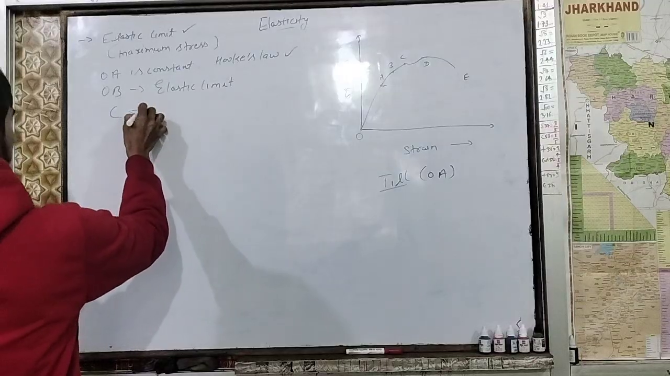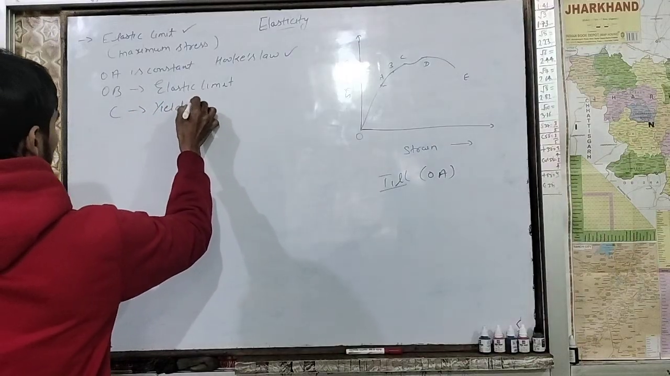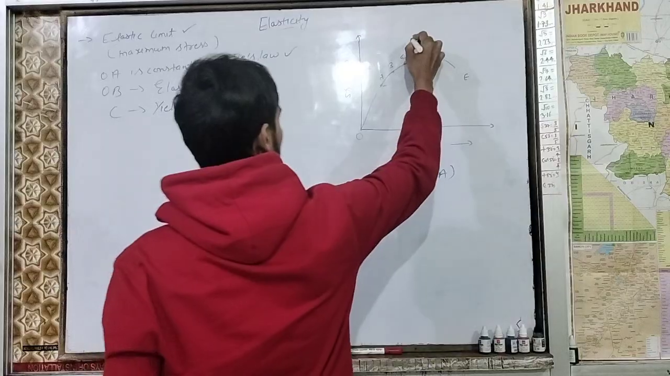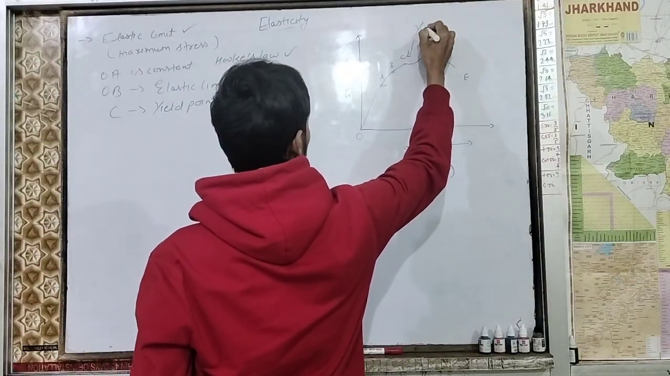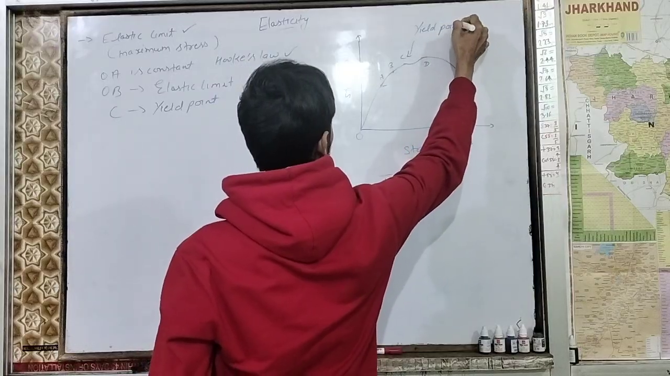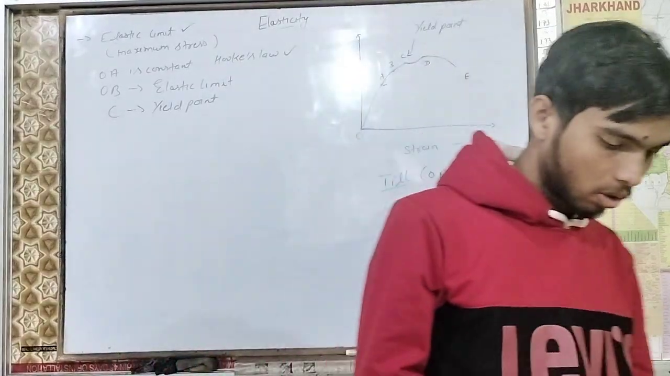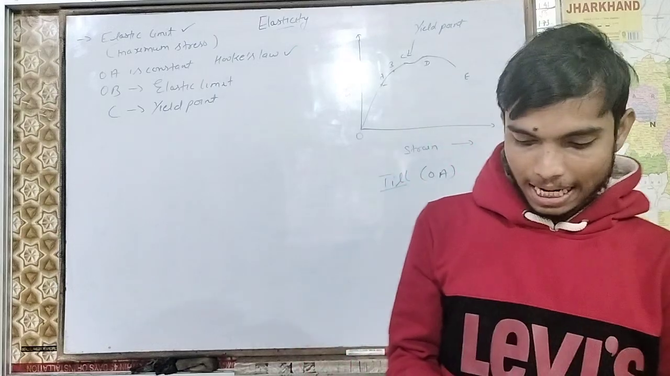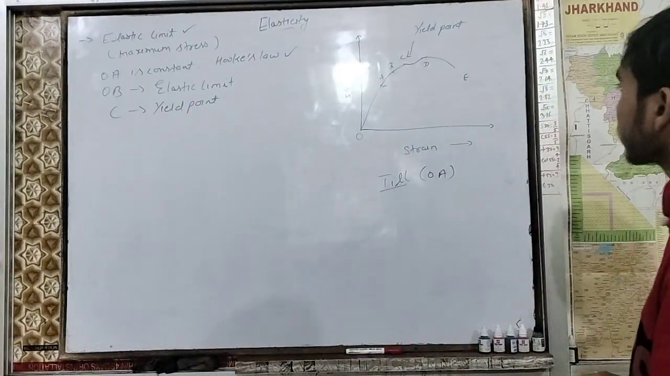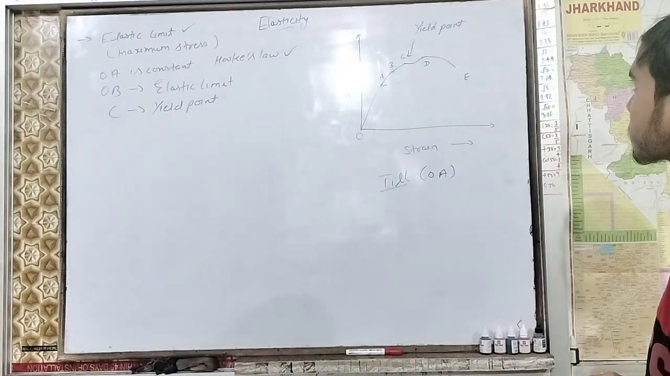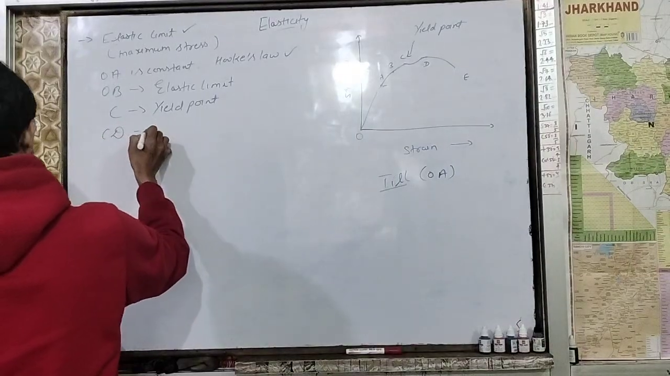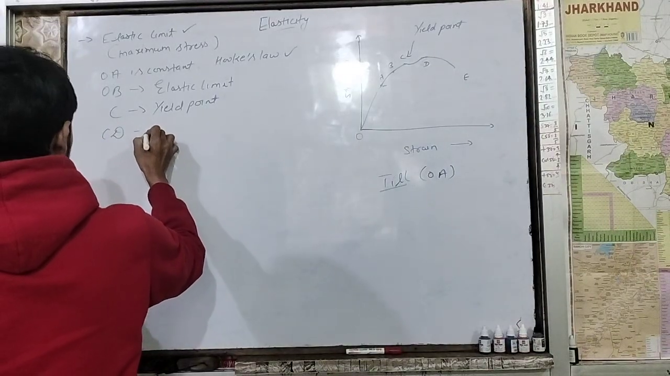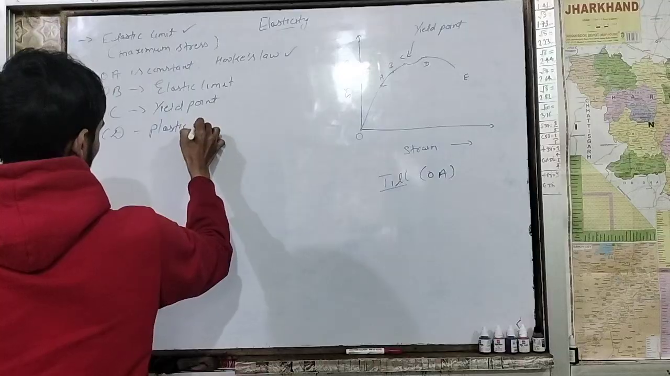C is what? C is the yield point. What is yield point? We will discuss it. Don't worry. And CD is nothing but, this is CD. CD is nothing but plastic behavior.